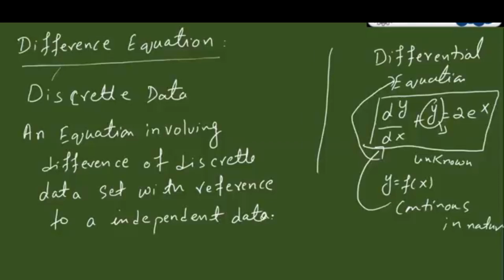Obviously, when you have differences, you compute something based on the independent data. So how will we do this type of calculation? So there is an equation, just a normal equation. There is something on the right hand and left hand, but that equation involves differences or a change of a discrete data set. What does this mean?